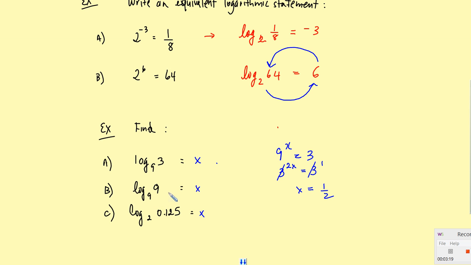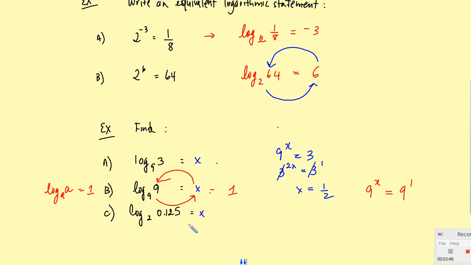If I have log base 9 of 9 equaling x, I know my answer has to be 1, based on the rule that we said: log base a of a will always equal 1. Frankly, I could work this out by saying 9 raised to the power of what equals 9. 9 raised to the power of x gives me 9. That value can only be 1.